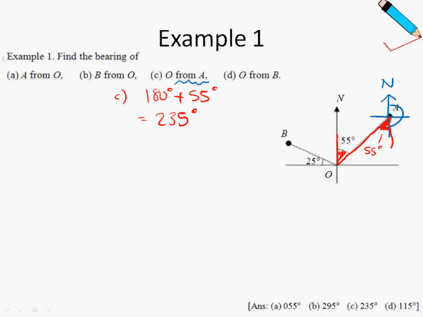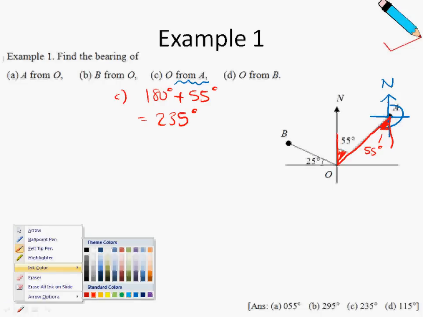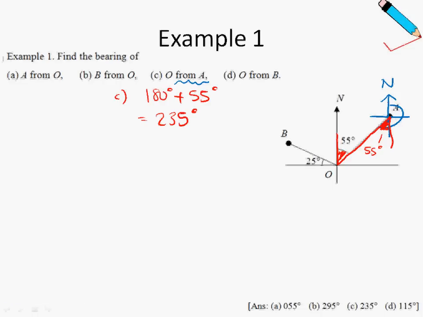Let's look at one last example over here. Let me use a different color. The bearing of O from B. The keyword here is "from B," so I should be putting my compass at B. So I put my compass over here at B. I should be measuring from the north all the way to this line over here. So this green angle is the angle that I want.